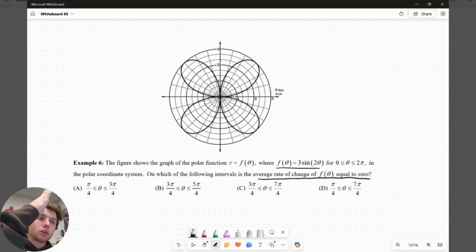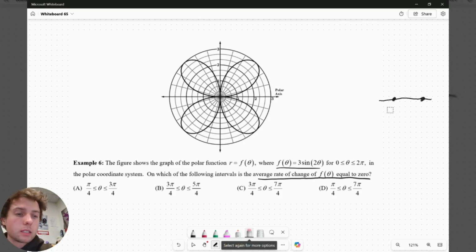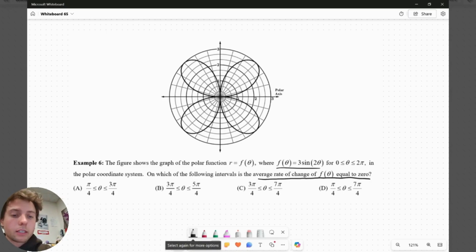Is it going up when you connect them? Is it going down when you connect them? If your rate of change is 0, that means you connect two dots and it's a flat line. That would be a rate of change of 0. Let's go ahead and start by graphing this function and seeing what it looks like.